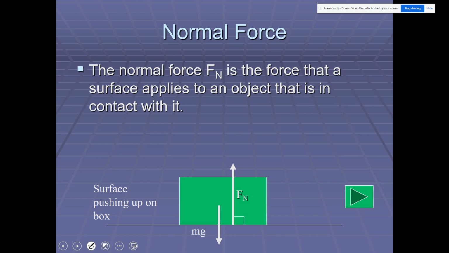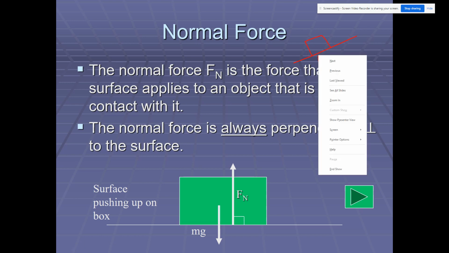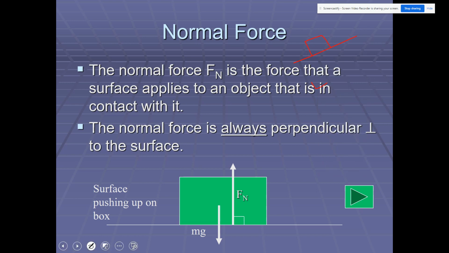that is in contact with it. So if something is laying on the surface, there is a normal force acting, and it's always acting perpendicular to that surface. So if you had something like a ramp like this, and you had something laying on it, the force of gravity, remember, is straight down. But the normal force would be perpendicular to that surface, okay? Kind of like that. It's not always directly in opposition to gravity. It's actually in opposition to the surface that it's resting on.